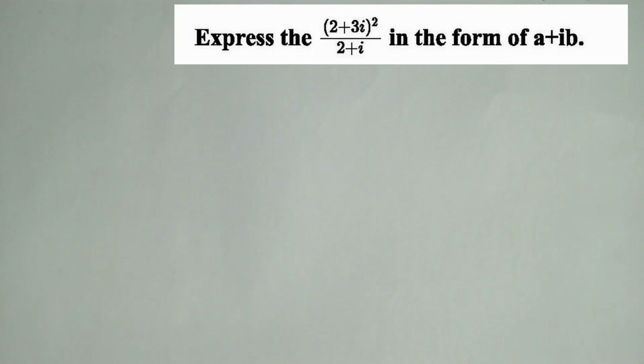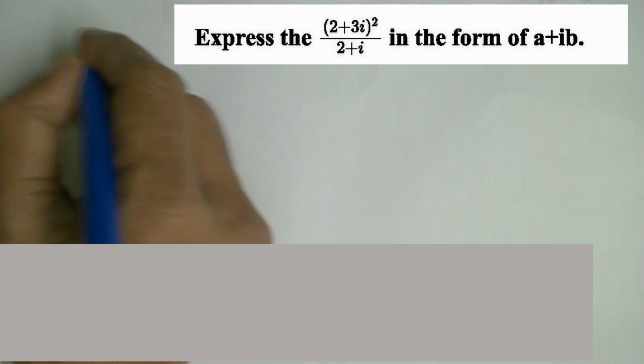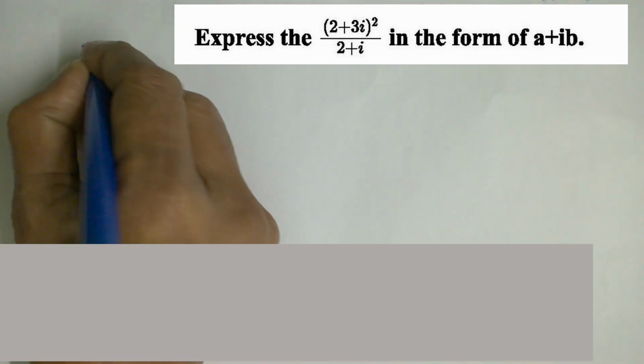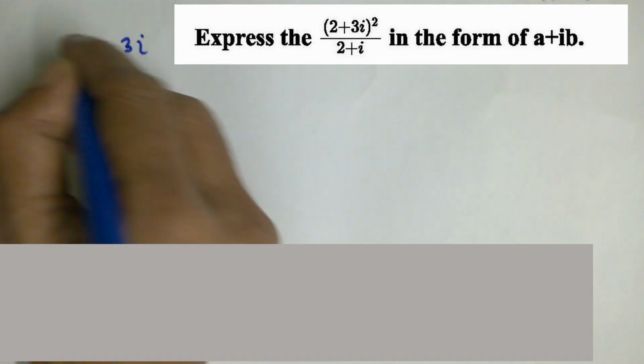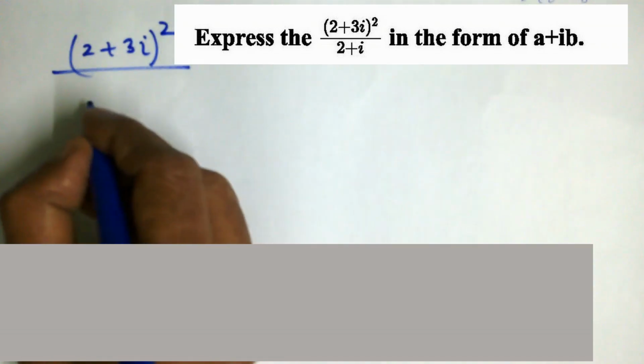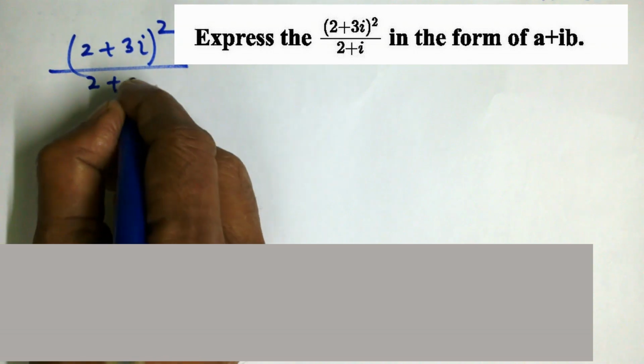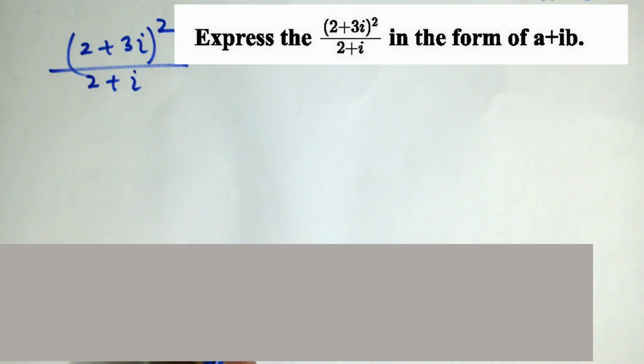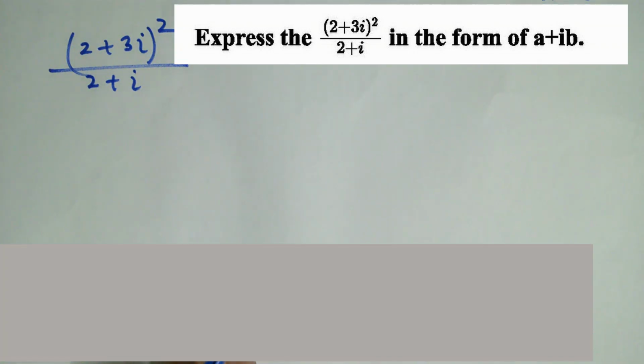Express (2 plus 3i) whole square upon (2 plus i) in the form of a plus ib. Now write the given expression: (2 plus 3i) whole square upon (2 plus i). We have to express this expression in the form of a plus ib.